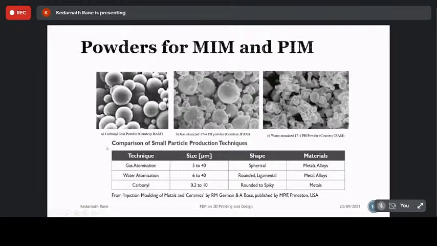I'm taking these details from some books which are given here. If you want more information, please go to this reference, and you can read more on these technologies and powder requirements.